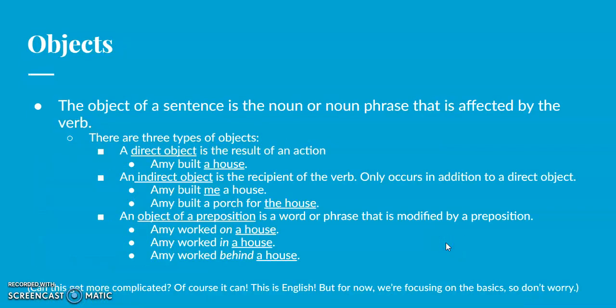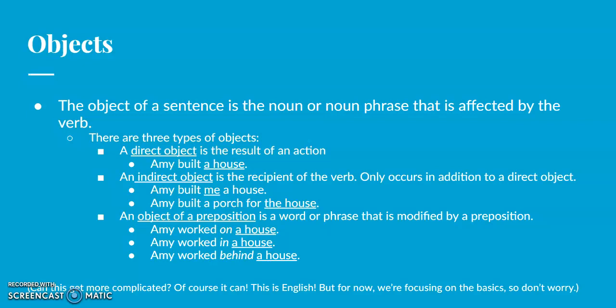If the subject is the thing that is doing the verb in a sentence, the object is what is being verbed. What blows me away is that that last sentence was grammatically correct. Our technical definition of an object is that the object of a sentence is the noun or noun phrase that is affected by the verb. There are 3 different types of objects: direct, indirect, and the object of a preposition.